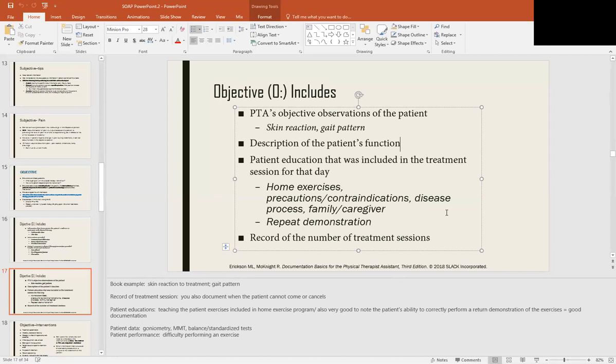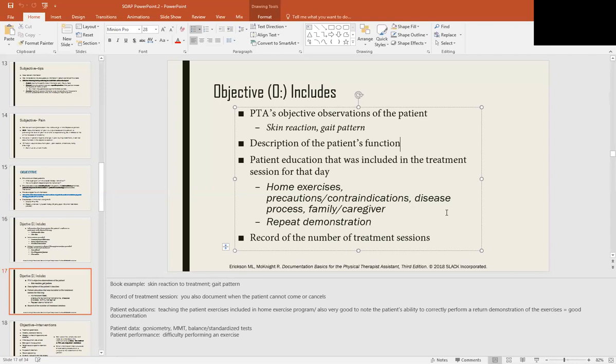And then if you are teaching them some home exercise programs or a functional skill, you want to comment if they were able to repeat demonstrations. So that's their reaction, or how they did. So when you showed them how to do external rotation, or shoulder external rotation, did they do it correctly, or were they moving their whole body instead of isolating that movement at the glenohumeral joint? Those are some things that you can comment on.